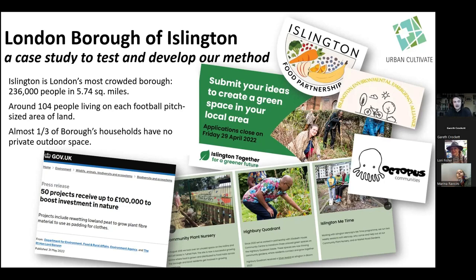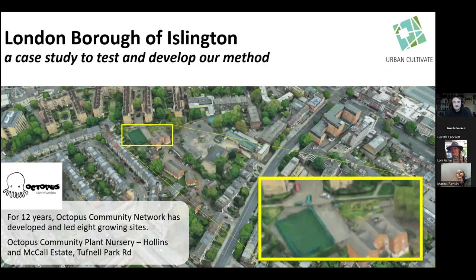But just to flag one particular initiative: for just over a decade now, there's a network we are collaborating with on this project, the Octopus Community Network. The Octopus Community Network has been developing and really leading on food growing across Islington for about 10 years. And at one of the sites off Tufnell Park Road, in the last 4 to 5 years, they've developed a community plant nursery, and you can see that I've zoomed into it.